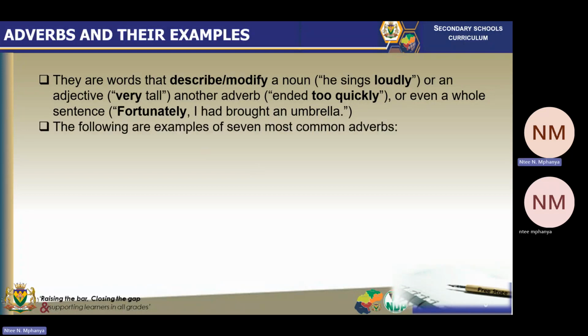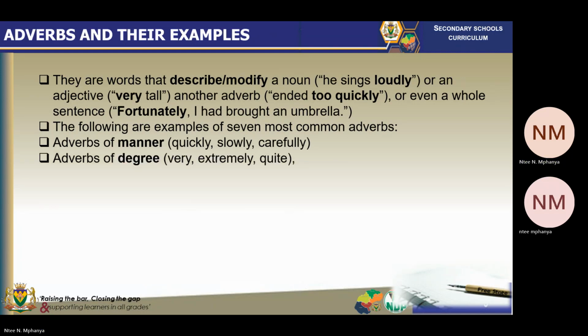The following are examples of the 7 most common adverbs. We have adverbs of manner. In this case, we can use quickly, slowly, and carefully. We have adverbs of degree, where we can use very, extremely, quite, etc. We also have adverbs of place, where we can use here, there, everywhere. Adverbs of time: now, then, soon.